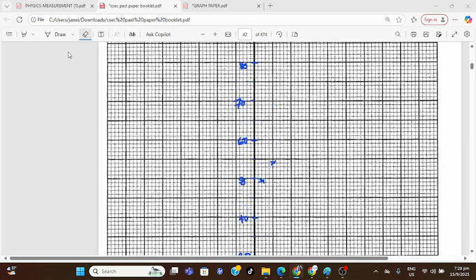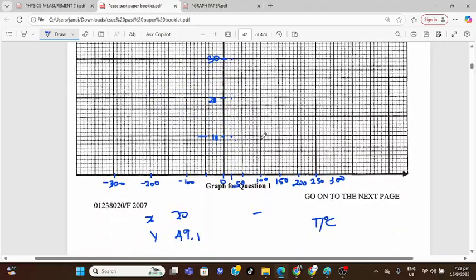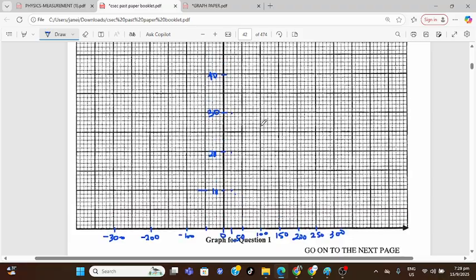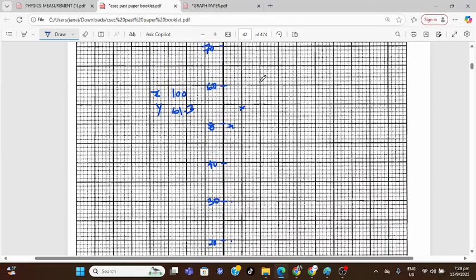My next point I'm going to plot is going to be 100 on my X and 61.3. So we're going to go down here. We're going to find 100. We're going to go up, and then we're going to go 10, 20, 30, 40, 50. We go to 61 is right here, and point 3 is just above 61, and that is that point there.